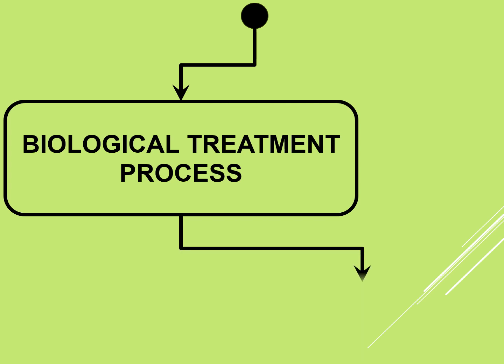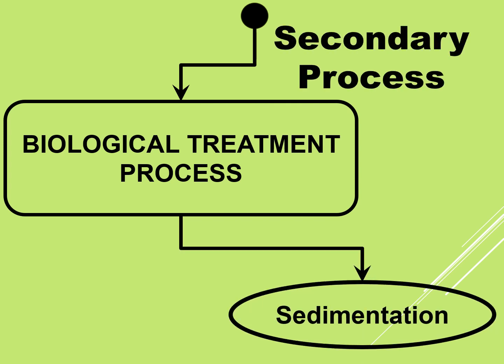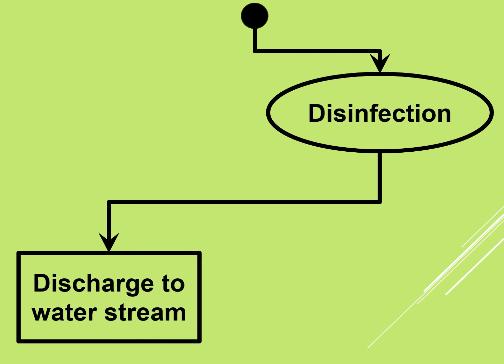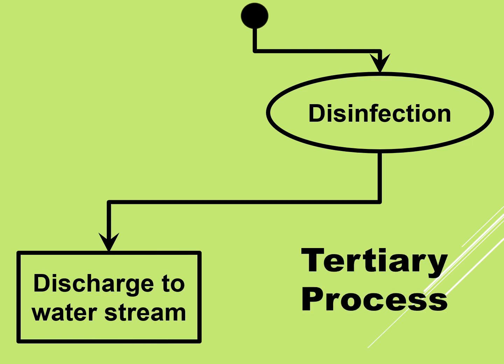Then you have the secondary process. What is the secondary process? It is a biological treatment process followed by sedimentation. In biological treatment, you are adding some microorganisms, and these microorganisms will decompose the unwanted compounds. That is called the secondary process. And then you have the tertiary process. In the tertiary process, disinfection, nitrogen stripping, etc. are done and the water is made safe to discharge into a water stream. It can be the river, the sea, or even a lake. These are the three processes: primary, secondary, tertiary.